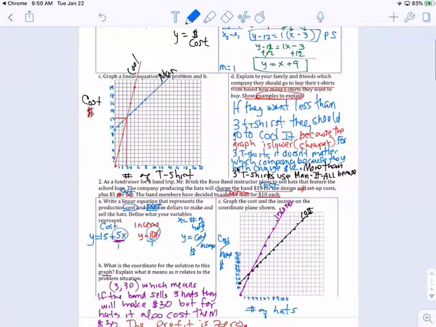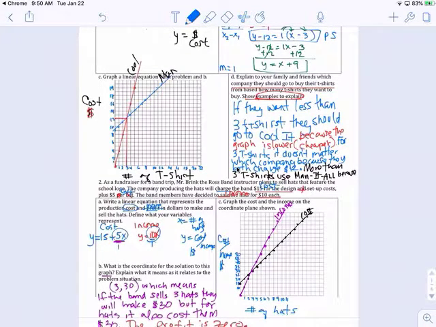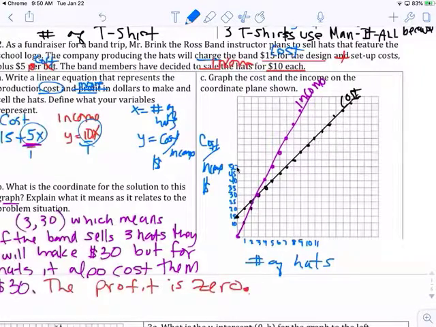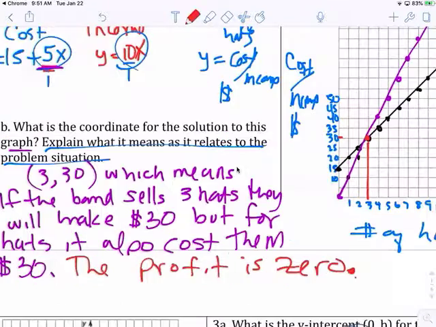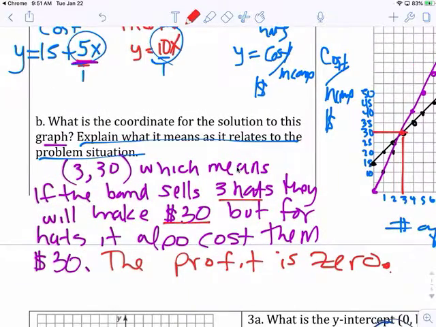It stopped right here and I was graphing cost. Make sure you label an income. And then when you explain here, I didn't realize this is different. It's going to be on your test explaining this. What it means, this is different. The 3 and 30 is where you get $30 for 3 hats, which means if the band sells 3 hats, they would make $30.